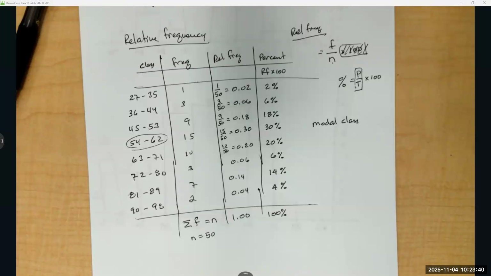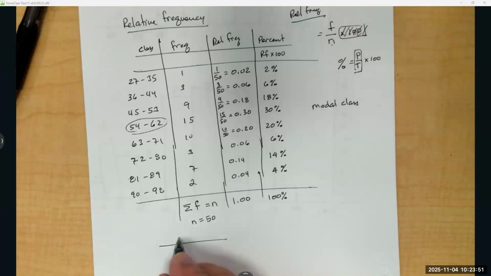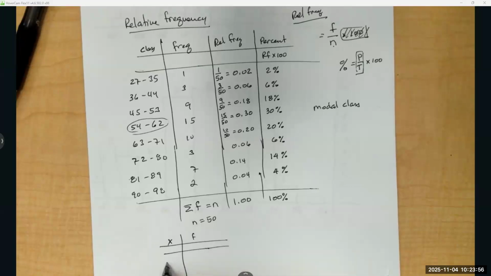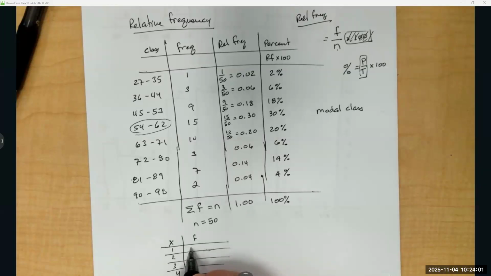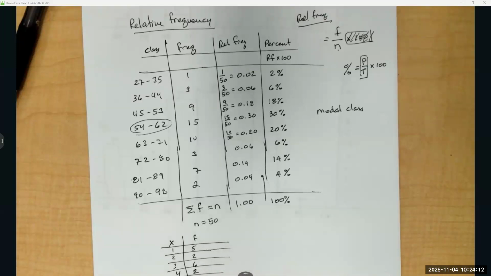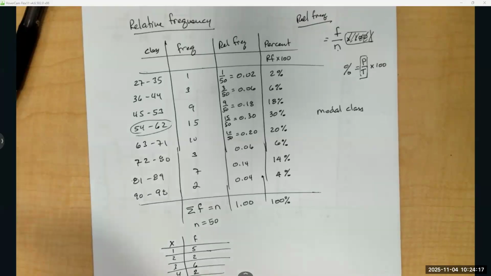So how would we find the average of this data? Remember, when we did it in the past, we had the data and we had the frequencies. So we had 1, 2, 3, 4. There were 5 of these, 2 of these, 6 of these, and 2 of these. How do we find the average for those?